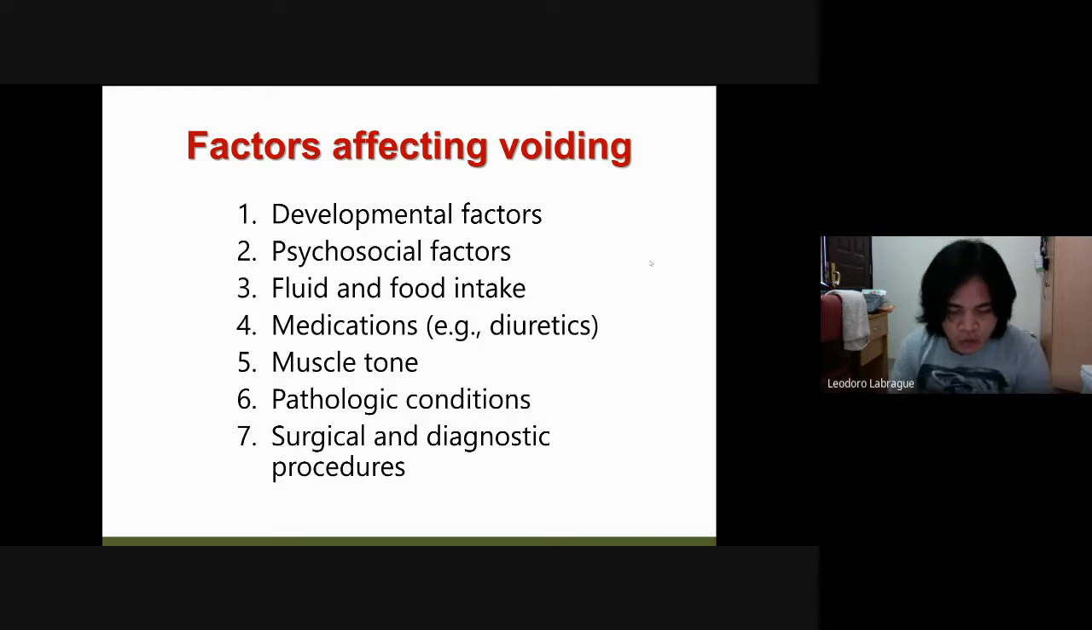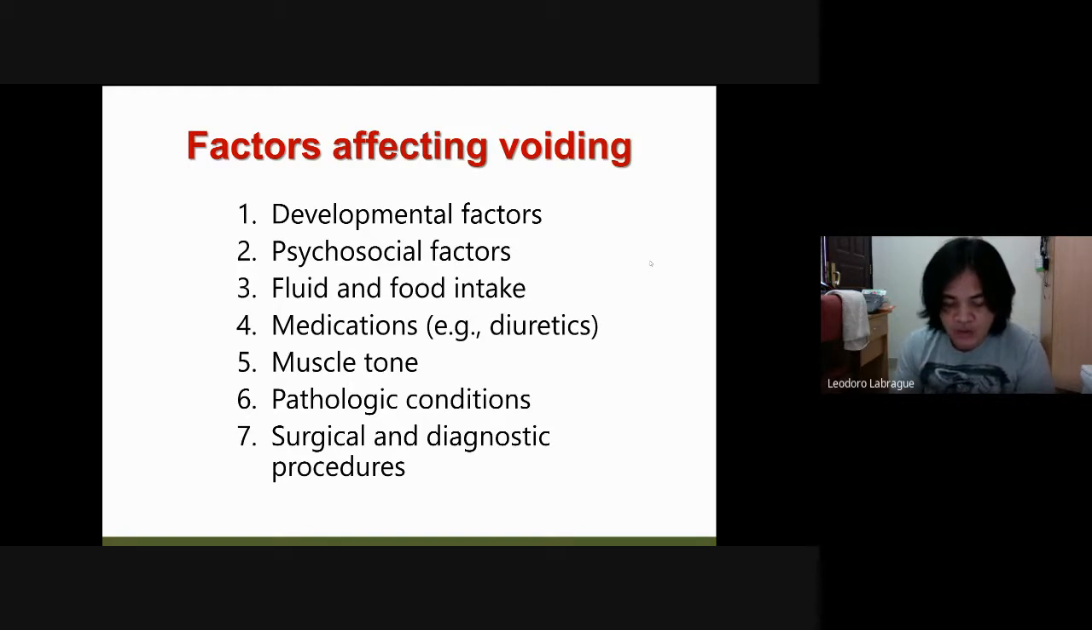How about fluid and food intake? How does it affect urination? Fluid is very important. Why? The more you increase your fluid intake, the more you will urinate. And if you have lesser fluid intake, of course, your urine output is also affected. What else? There are some foods and fluids that can actually increase urination. There are foods and fluids also that can actually reduce urination.